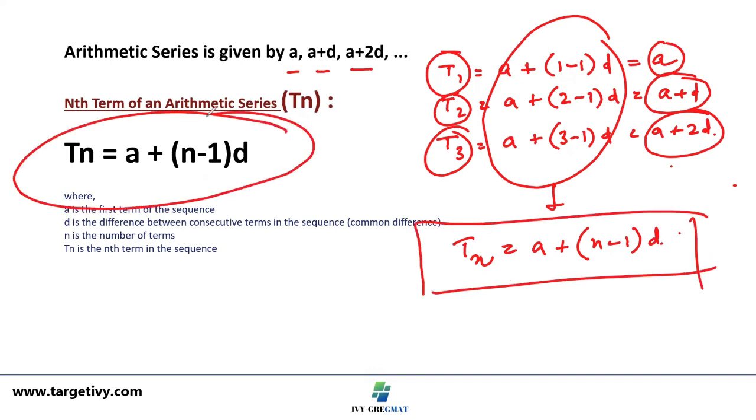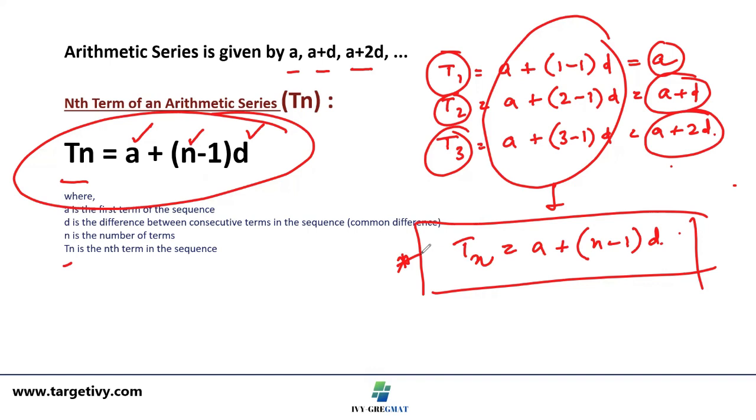This is the formula, where A is the first term, D is the common difference, n is the total number of terms, and Tn is the nth term of the sequence. This formula will become pretty handy for us to solve problems, so you need to memorize it to a certain extent.